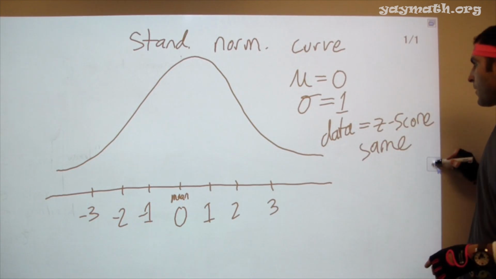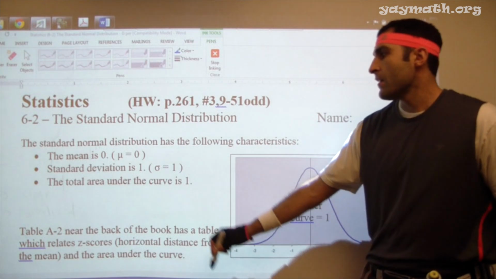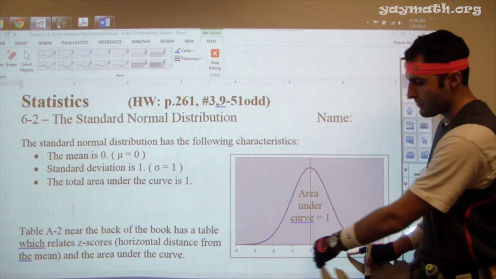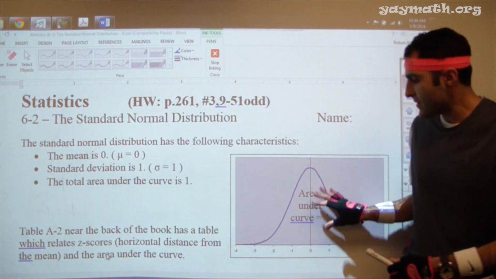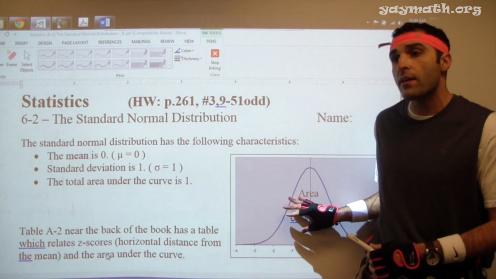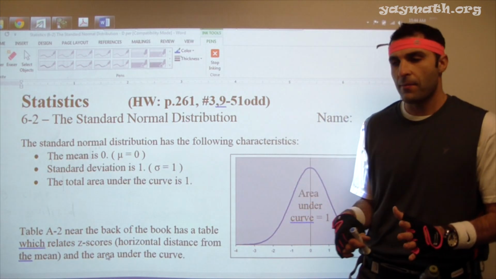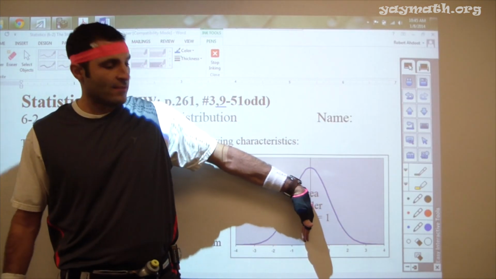Okay, so we're going to actually go in and experiment with it. So the mean is 0. We talked about it. Standard deviation is 1. There it is marked for you. And the total area under the curve is 1. Do you agree that this under the curve, all this stuff, is 100% of the population? What percent of the population is to the left of my beautifully gloved hand?